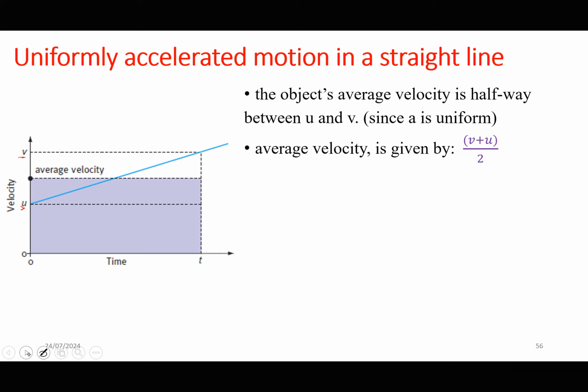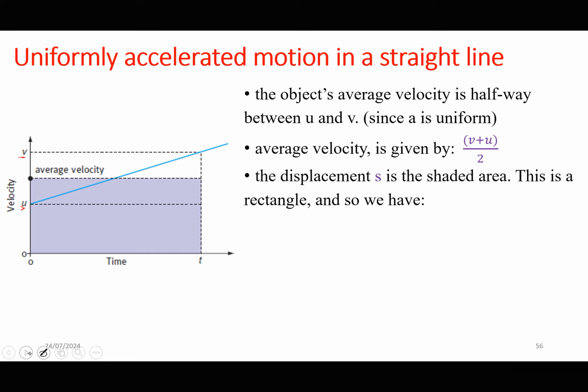Remember, the displacement is given by the area under the velocity-time graph, and we are observing that the object's average velocity is halfway between u and v. So the object's velocity can be calculated by averaging the initial velocity u and the final velocity. Therefore, we get the initial plus the final divided by 2, because this is a straight line. Whenever we have a linear relationship, the average can be the minimum plus the maximum divided by 2. And if that is true, the displacement S is going to be the shaded area.